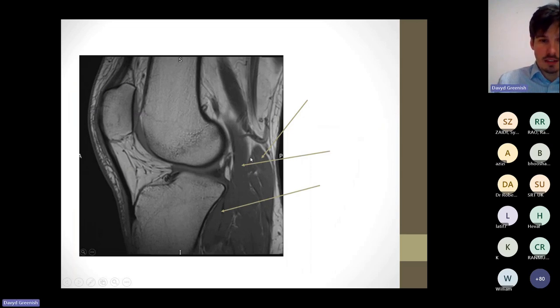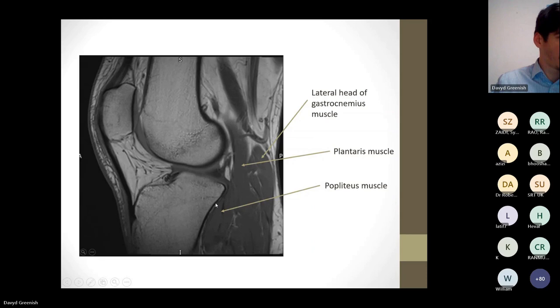And again, just trying to decide whether this is medial or lateral. This looks more like a walking stick, so this is going to be a more lateral view. Posterior within the knee here, we've got lateral gastrocnemius. The muscle sat just deep to that is your plantaris, and then this other muscle here, just hugging the posterior lateral aspect of the tibia, is your popliteus muscle.